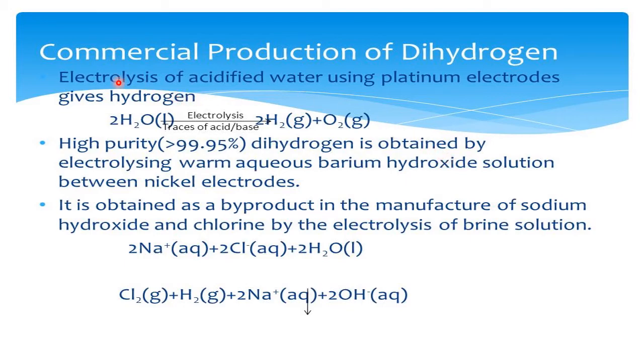It is prepared by the electrolysis of acidified water using platinum electrodes. That gives you hydrogen, because nearly 70% of our earth is covered with water, so it is cheaply available. So you take the water. Pure water is a bad conductor, so to conduct electricity, we add a little electrolyte, some acid or base, so that it becomes an electrolyte.